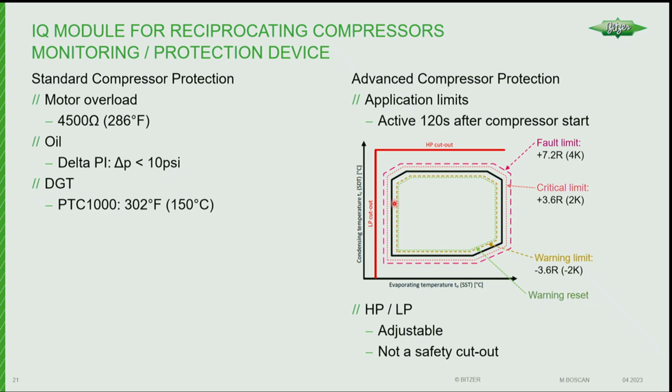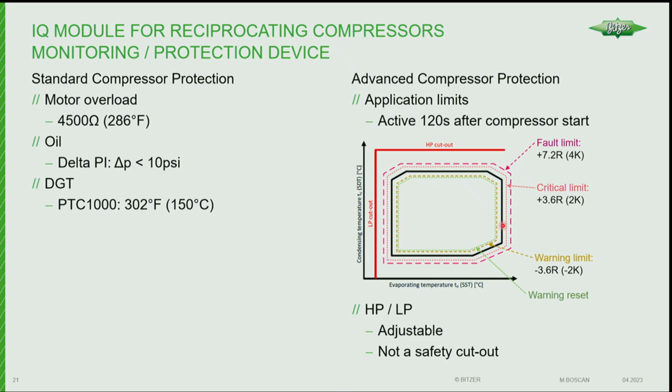The black line is the application window. So the inside yellow line here, that's a warning limit. So it's just giving you a warning that you are approaching the application limits of the compressor. It won't shut down the compressor. It won't do anything other than send an alarm out. And if you want to read the alarm, you can. If not, you can ignore it. That's what that orange line is. The yellow line. The black line, like I said, is the application limit.